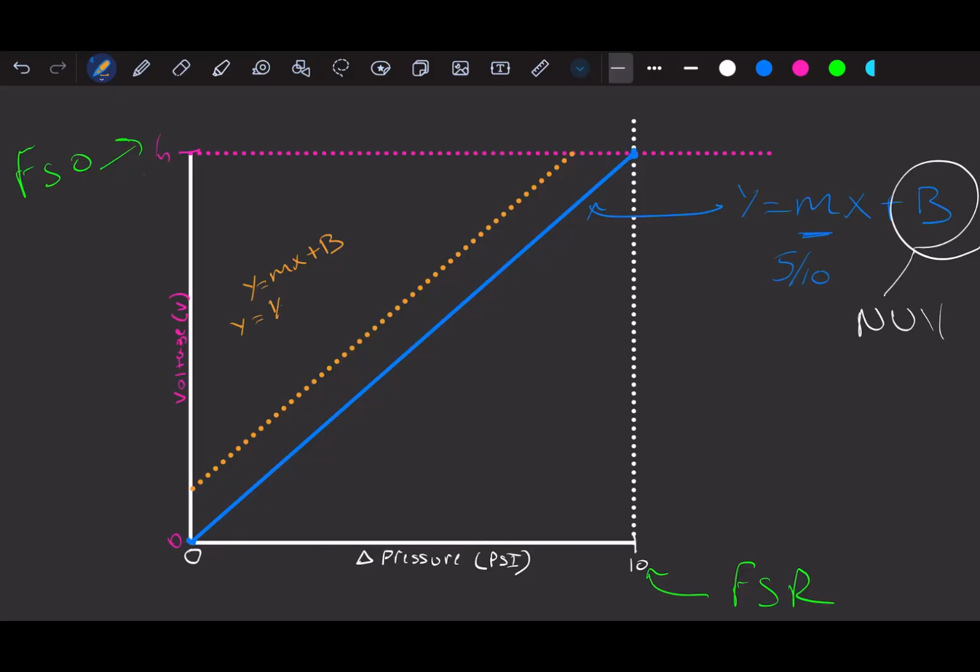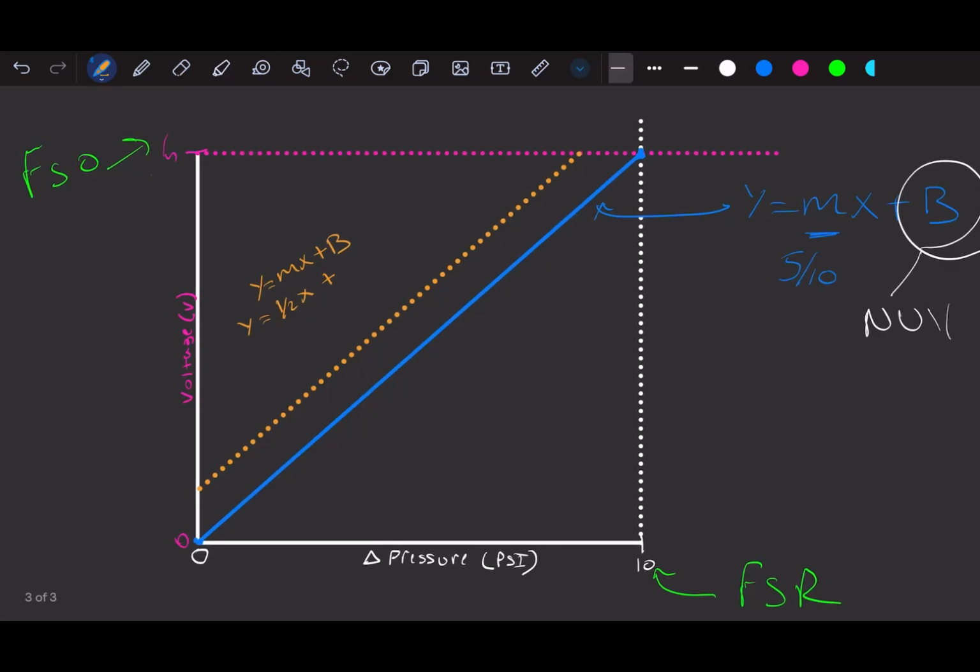That's 1/2 x. Plus, and here's the difference, this plus b, we are no longer at 0. We have some error down here. This is little e n, error null. Let's assume for a second that this is 1 volt. So we'd have y equals 1/2 x plus 1.